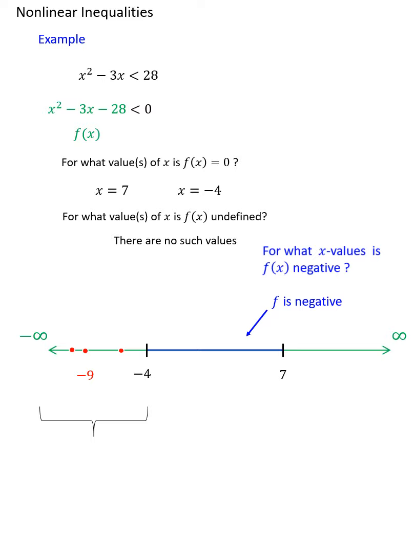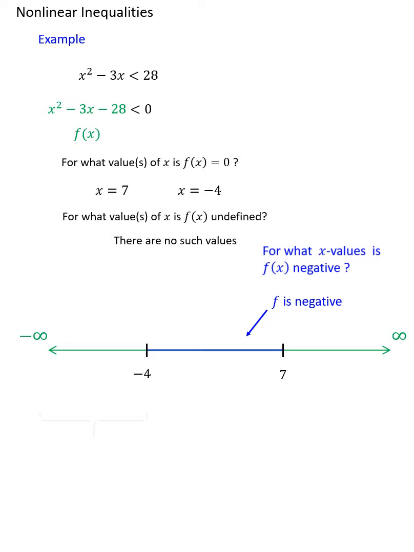So let me summarize what we've concluded. We plugged in negative 9 here, and because it was not a solution to the original inequality, we concluded there are no solutions in the interval from negative infinity through negative 4. We plugged in positive 3 and found that it was a solution to the inequality, and therefore everything on the interval from negative 4 through 7 is a solution to our inequality, hence the shading. And we plugged in 10 and concluded that because 10 was not a solution to the inequality, there couldn't be any solutions in the interval from 7 through infinity.